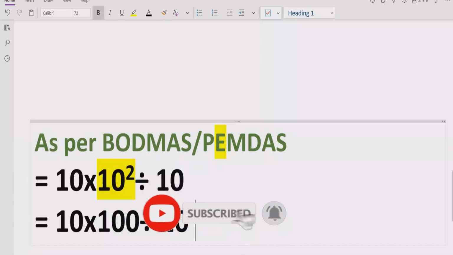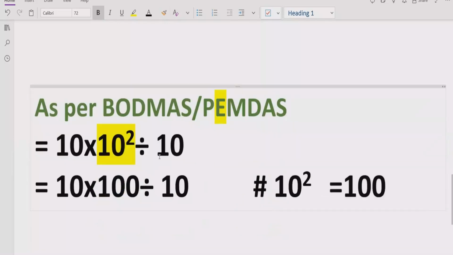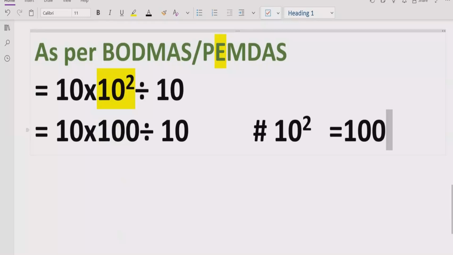And here we will give the reference. So we will write 10 raised to power 2 equals 100. And we will write this part this way. Now, move forward, and now we are using PEMDAS and BODMAS rule.